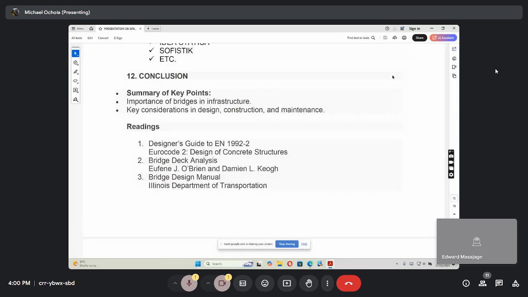Then the readings, of course, there are quite a lot. I've just picked a few things here. Designer's Guide to EN 1992, Eurocode Design of Concrete Structures. It has some examples. Bridge design. I think there's one book on mechanics of bridges. What you need is how each element is talked about and how loads are transferred. If I get it, I will share with Doctor, and Doctor will share with you guys. So the bridge design manual, you need it. So these are some of the few readings that you can look at.